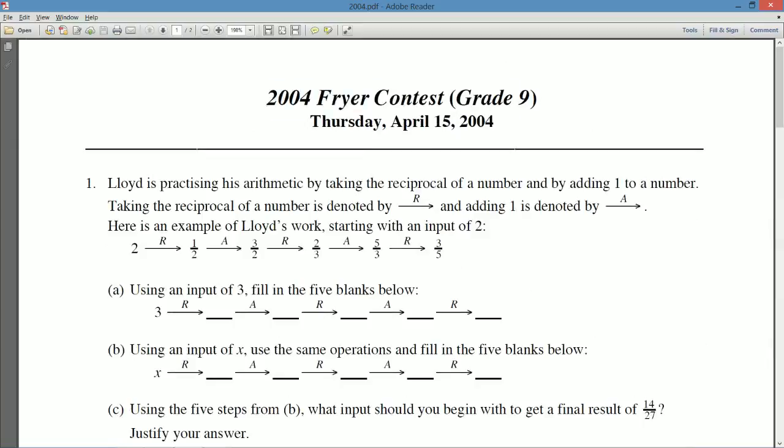It's still the grade 9 contest. We still need to justify our answers. So, not a whole lot else to say. How about we just take a look at the first question? We'll get right into things.